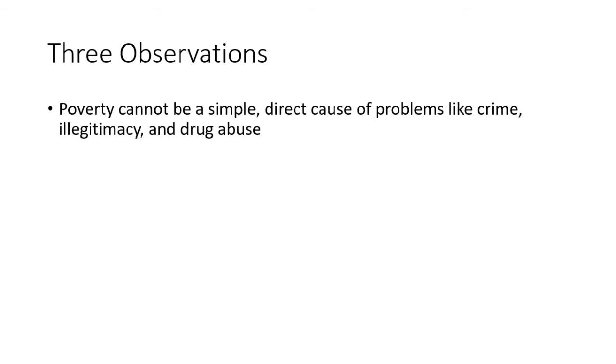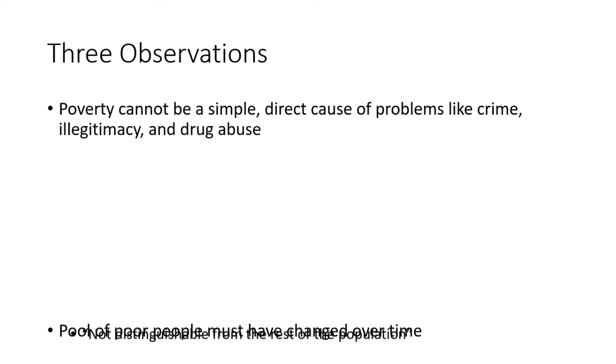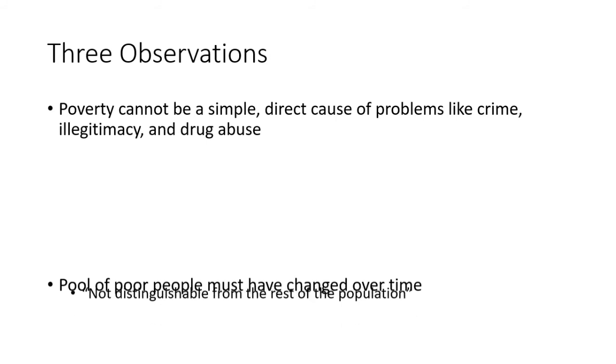Well, I think what the authors are saying here is to look at how staggering poverty was pre-World War II, or right around World War II, and a lot of these issues, crime, illegitimacy, drug abuse, were not nearly as rampant, even with the high poverty. So kind of interesting. Next point: the pool of poor people must have changed over time. And I like what the authors write about this point here.